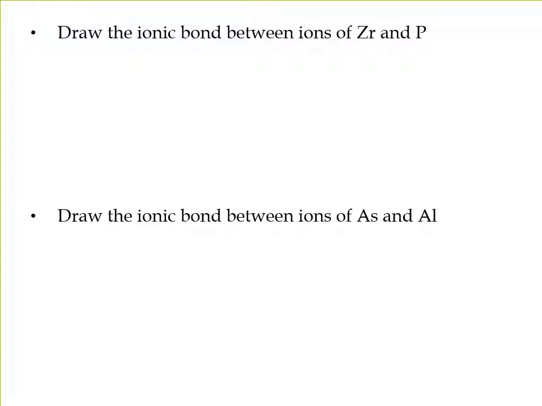Same thing as last slide. Look up the charges and do a crisscross to see how many of each element are in the compound, then draw the correct amount with the right number of electron dots, use brackets, and write charges. Pause the video here to work on these, and I'll write out the answers.